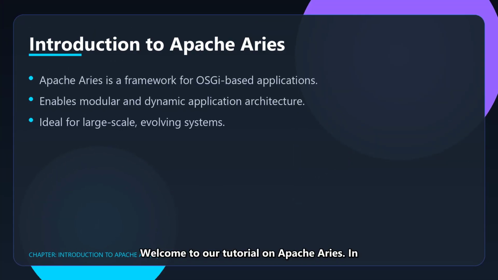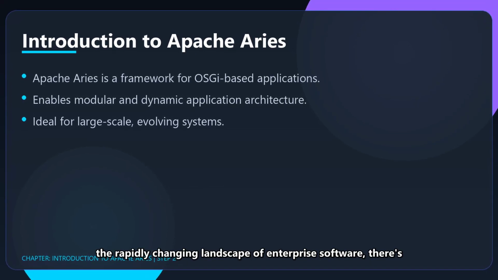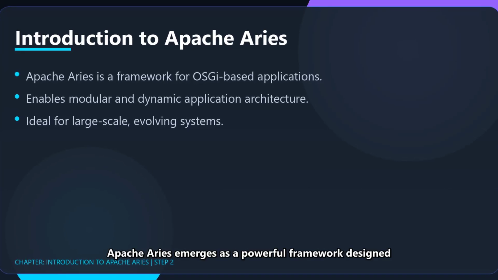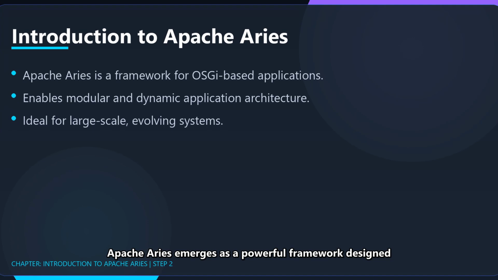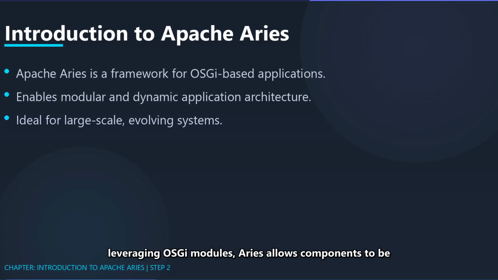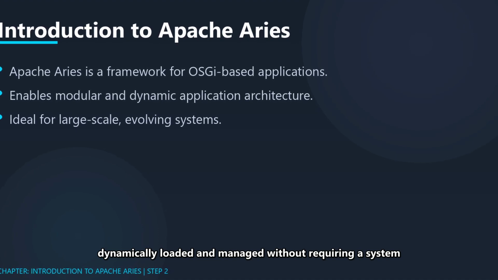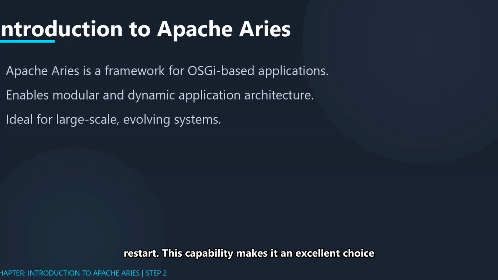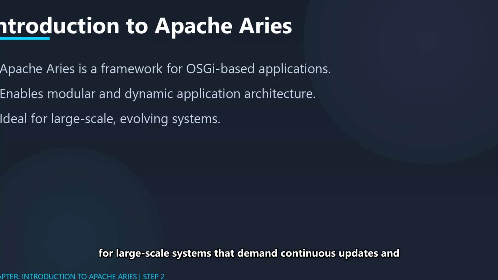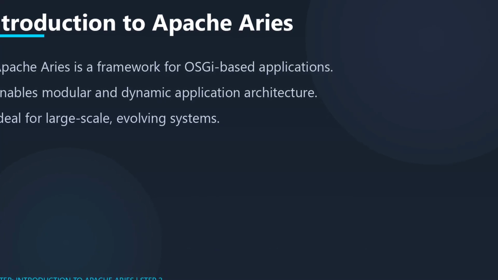Welcome to our tutorial on Apache Aries. In the rapidly changing landscape of enterprise software, there's a growing need for flexible and adaptable solutions. Apache Aries emerges as a powerful framework designed specifically for building and managing OSGi-based applications. By leveraging OSGi modules, Aries allows components to be dynamically loaded and managed without requiring a system restart. This capability makes it an excellent choice for large-scale systems that demand continuous updates and adaptability.